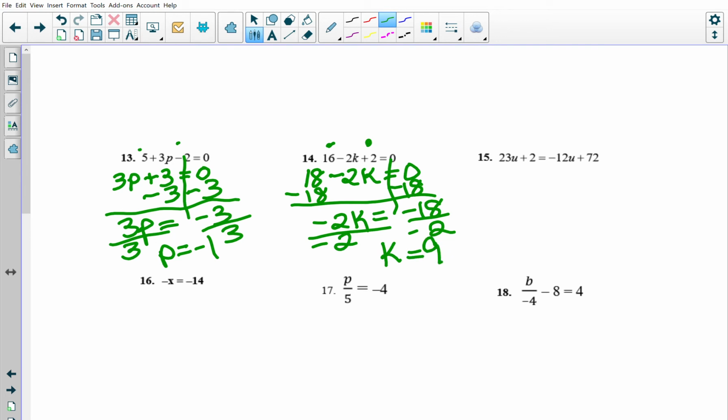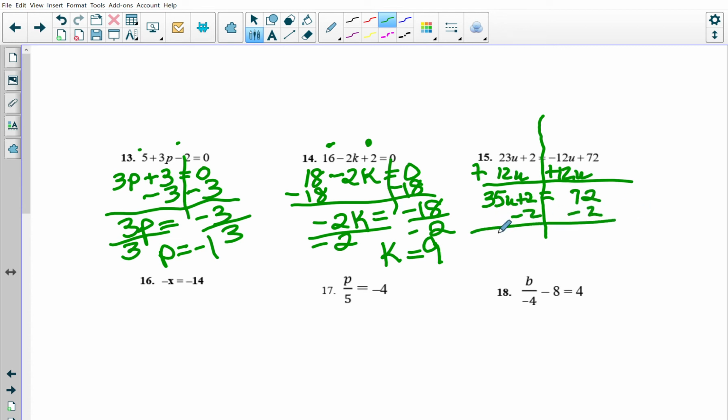Number 15, I have variable amounts on both sides, so I'll work with those first. I'm going to add 12u on both sides of this equation. So I have 35u plus 2 is equal to 72. And I'll subtract 2 from both sides of the equation. So 35u equals 70, and dividing both sides of the equation by 35, u equals 2.